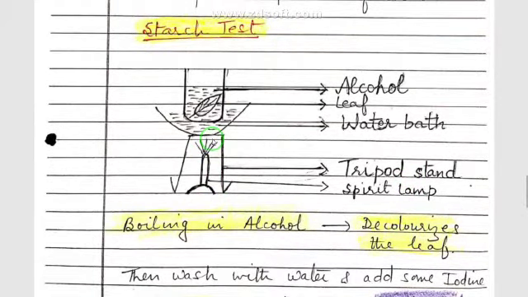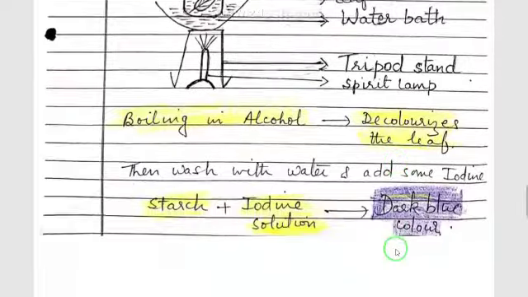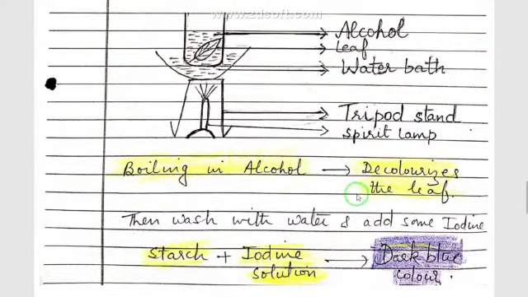Why we do this? This is a precautionary measure because alcohol is an inflammable substance. It can catch fire, so we cannot directly heat it. So we have to take a water bath, a container in which water is taken, and place that beaker of alcohol inside it, and the spirit lamp heats this apparatus. Now after some time the alcohol starts boiling. The leaf also gets boiled, and what happens? By boiling in alcohol, the leaf gets decolorized. The chlorophyll is removed from the leaf and the leaf becomes colorless.